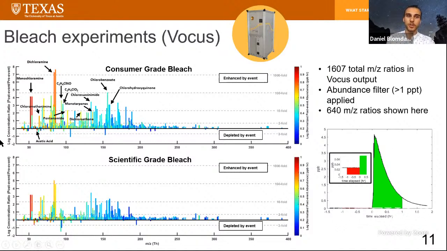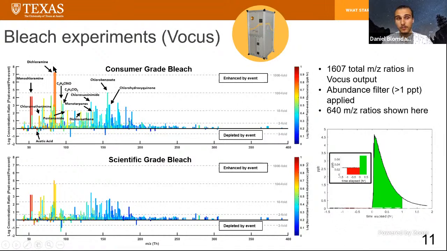So looking at our results for the bleach experiments, the x-axis is the chemical mass per charge. You can imagine from the chemical reaction equation I showed in the previous slide, there's basically a hydrogen ion, or H plus, attached to each molecule. And so the mass is the mass over that one single positive charge, so it's basically the chemical mass here. The y-axis is the log of the ratio between the post-disinfection and the pre-disinfection. So anything above 0 would be enhanced by the event, and anything below 0 would be depleted.